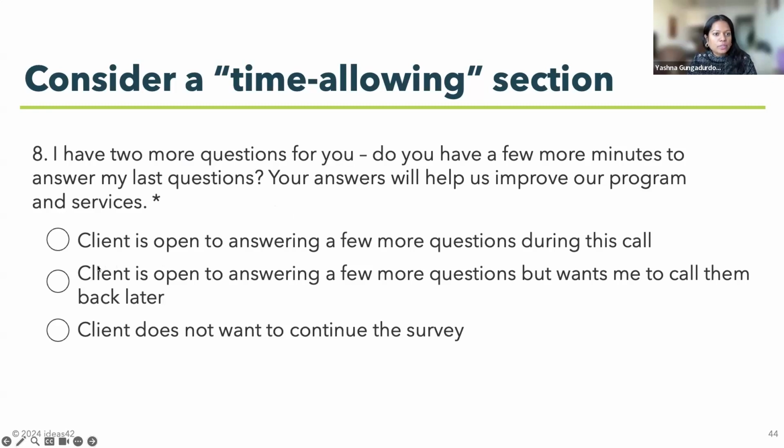And the client could respond that they're open to answering a few more questions during this call, or they're open to answering a few more questions but want a different call to answer them. Or finally, the client just does not want to continue the survey. So this allows you to still collect responses to some additional questions in a way that is more empowering to respondents, since you're recognizing that their time is valuable and giving them a choice.